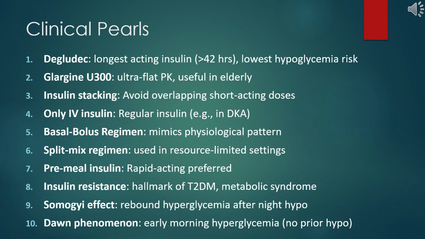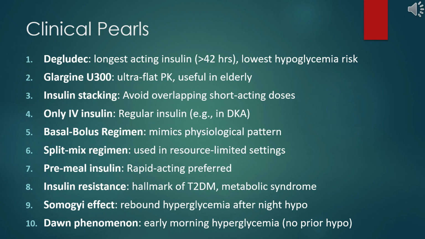Now, moving on to the final section of our topic, the clinical pearls. Degludec has the lowest risk of hypoglycemia and the longest duration. Glargine U300 is especially helpful in elderly patients. Regular insulin is the only form that can be given intravenously. The basal bolus regimens mimic natural insulin patterns, and the split mix regimens are still used where resources are limited. Rapid acting insulin should always be given before meals.